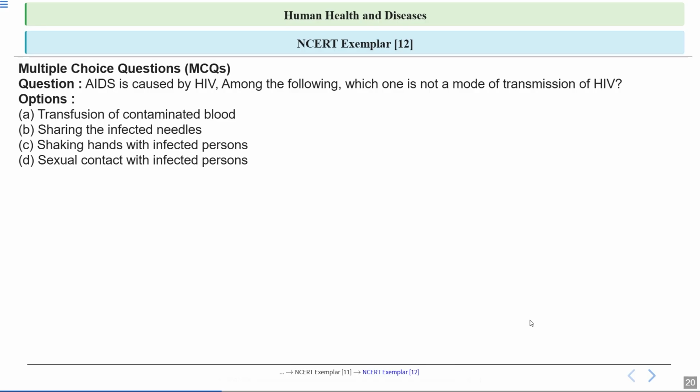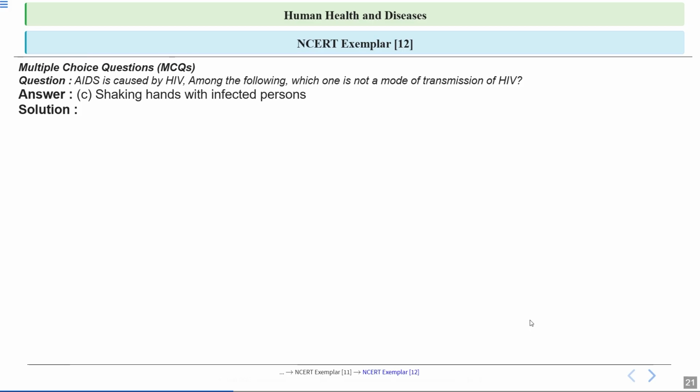Next question: AIDS is caused by HIV. Among the following, which one is not a mode of transmission of HIV? The options are: transfusion of contaminated blood; second, sharing infected needles; third, shaking hands with an infected person; and fourth, sexual contact with infected persons. So option C is the correct answer: shaking hands with an infected person.